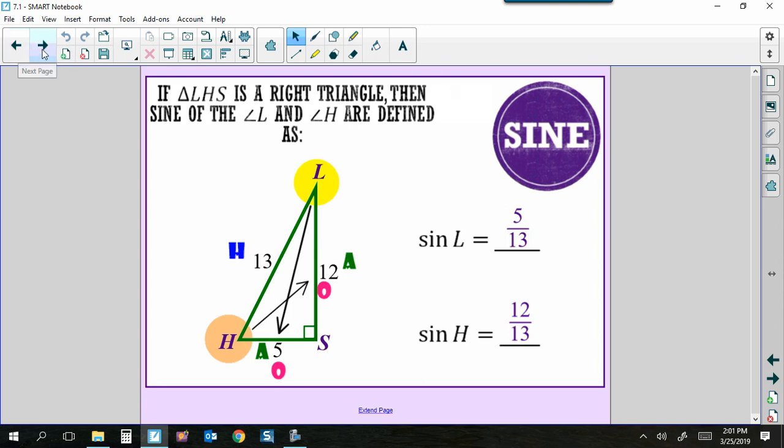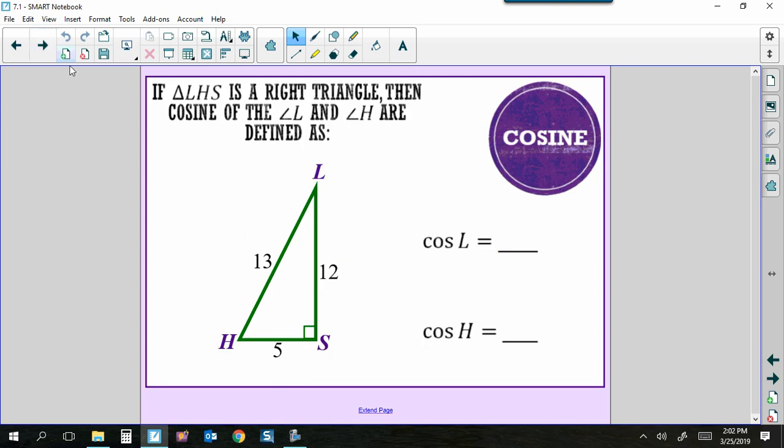All right. Now we are going to do the exact same thing, same picture. So you're going to label your O, A's, and H's exactly the same manner from L and H. But now we're going to be looking at cosine. So remember, cosine requires you to look at two different sides. Cosine is the C-A-H part of SOHCAHTOA. So remember, cosine, you only look at adjacent and hypotenuse.